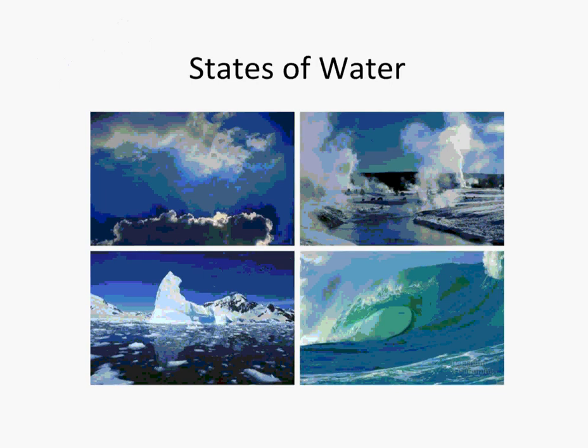On Earth, water is the only substance that is found in all three states naturally, meaning it's found as a solid, it's found as a gas, and it's found as a liquid naturally.